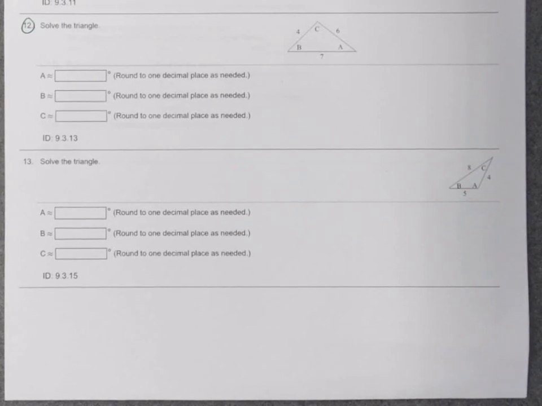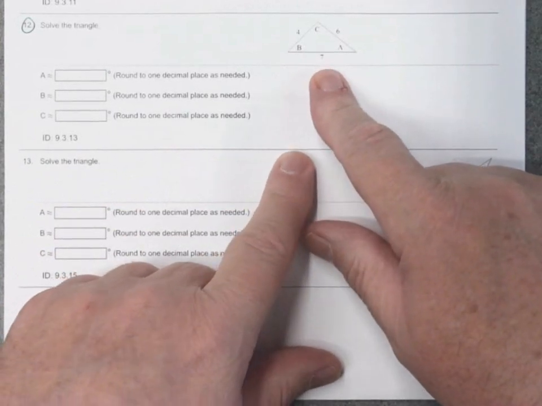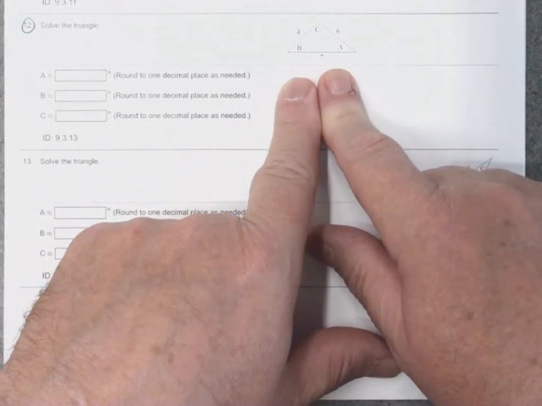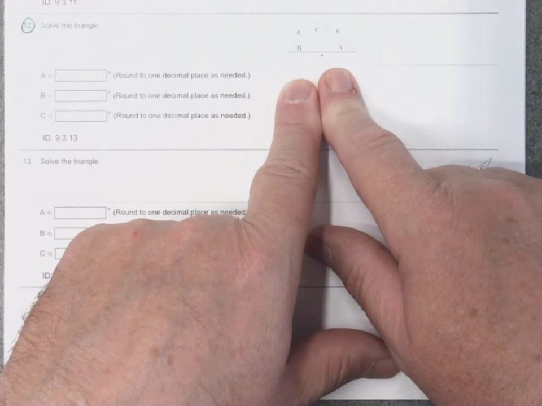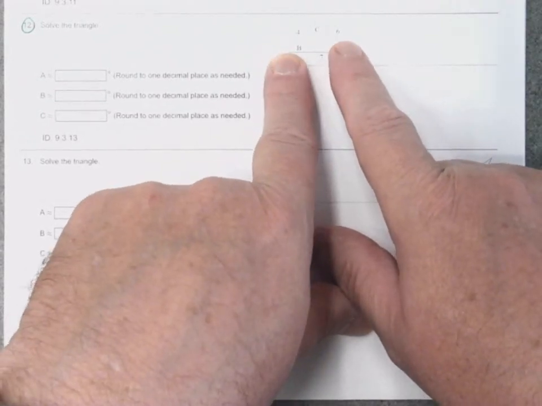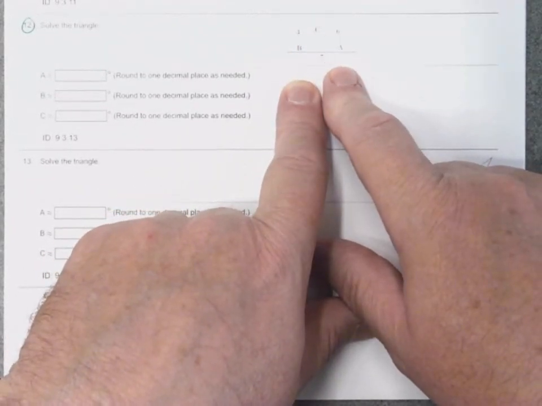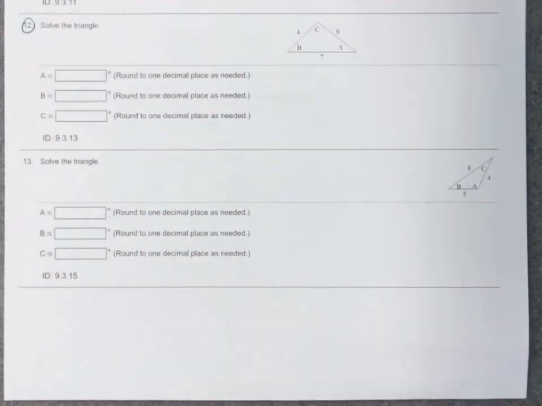Let's go and start our last triangle to solve using either law of sines and cosines. So this one, hopefully you can see it, we're actually given the three sides of the triangle. Looks like side A is 4, side B is 6, side C is 7, and we have to find the three angles. So for this one, we definitely have to use law of cosines.